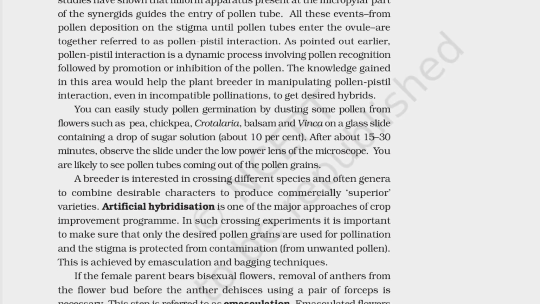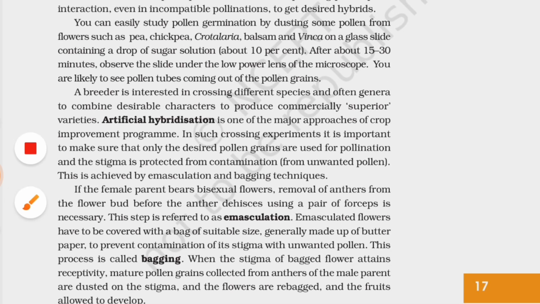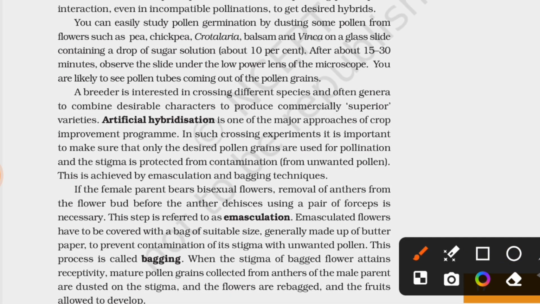You can easily study pollen germination by dusting some pollen from flowers such as pea, chickpea, crotalaria, balsam, or vinca on a glass slide containing a drop of sugar solution, about 10%. After about 15 to 30 minutes, observe the slide under the low power lens of the microscope. You are likely to see pollen tubes coming out of the pollen grains.